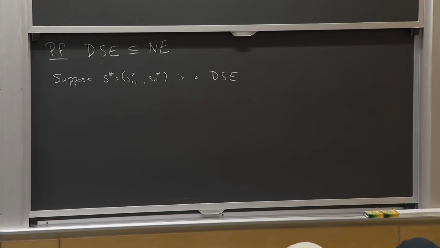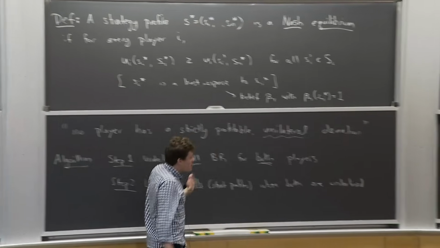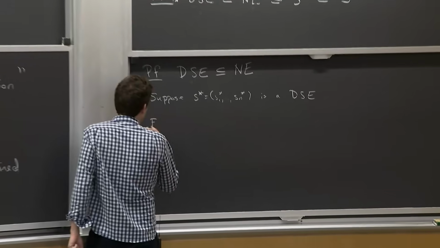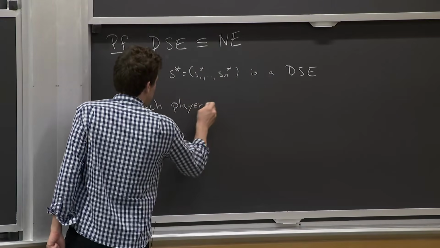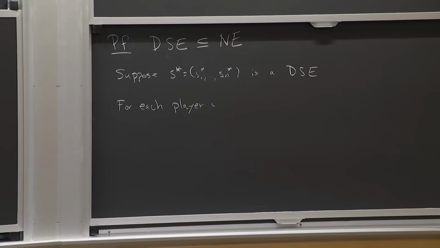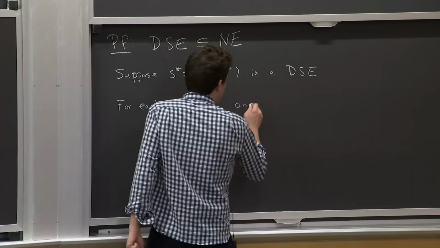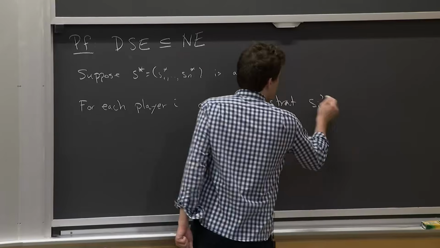Well, to show that it's a Nash equilibrium, we have to check that no player has a profitable unilateral deviation. So let's consider a player. So that means that for each player i, let's consider player i, and let's also consider a potential deviation by player i. So for each player i, and each strategy Si prime.